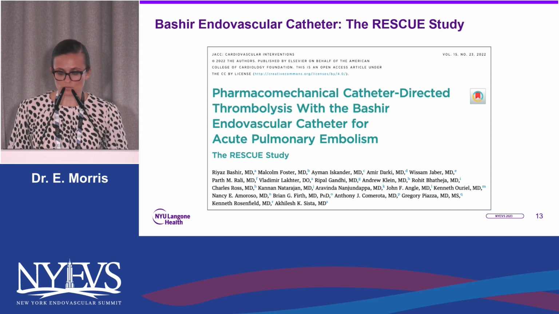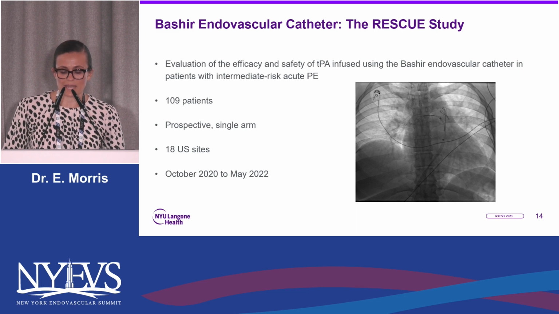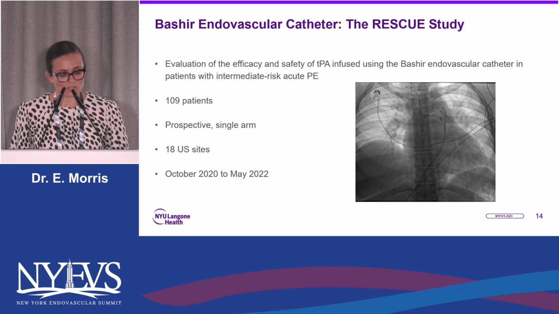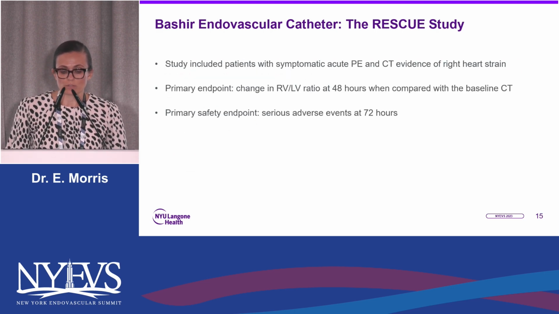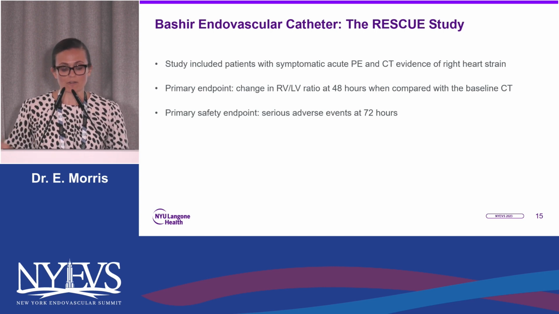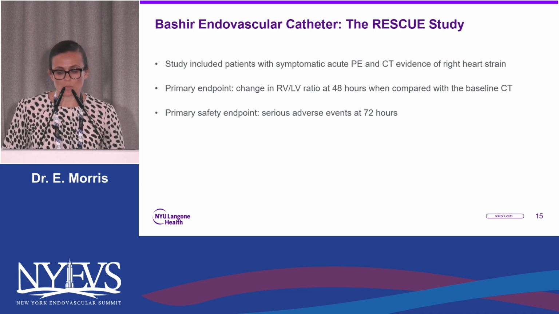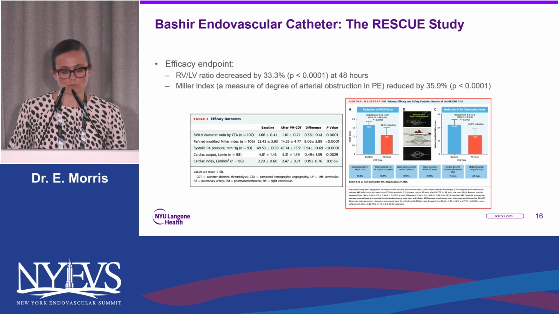So this is the RESCUE study that I mentioned previously. It's an evaluation of the efficacy and safety of the BASHIR catheter used to infuse TPA in intermediate risk acute PE. It studied 109 patients in a prospective single-arm fashion across 18 sites in the United States from 2020 to 2022. Patients who were included in the study had acute PE with CT evidence of right heart strain, and the primary endpoint was a change in RV-LV ratio at 48 hours. This is a very common endpoint for a lot of the PE studies for both medical management as well as interventional management. And the primary safety endpoint is adverse events at 72 hours.